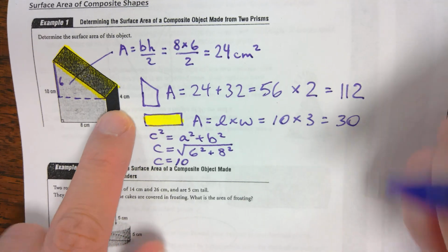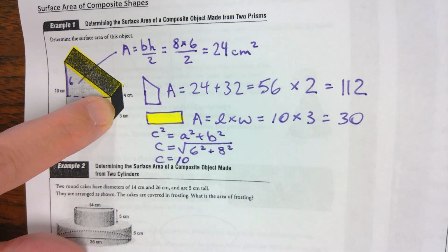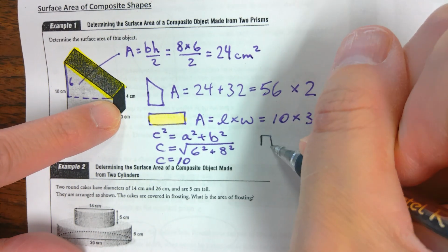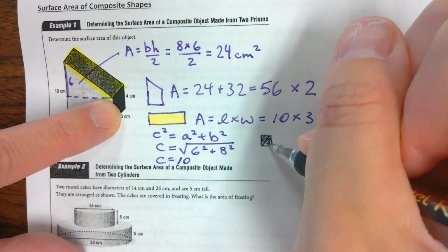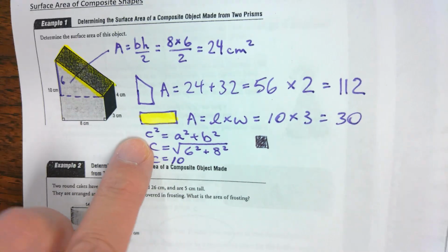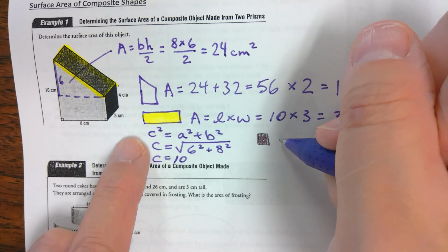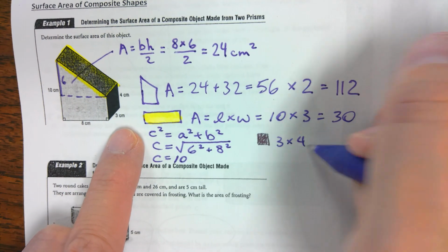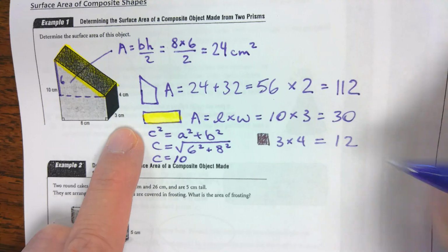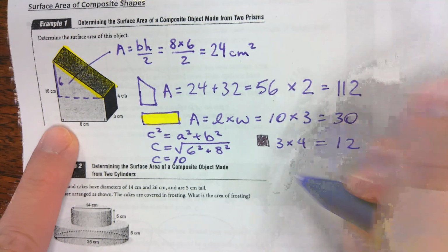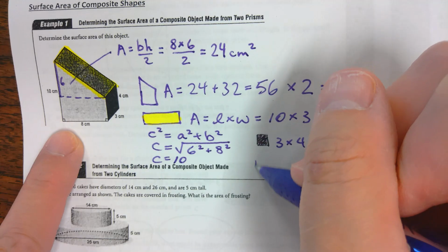Now this part, this black square, I'll try to do different shapes in different colors so that you can see which is which. The black one right here, area equals length times width, so it's simply 3 times 4, which gives us 12. Okay, what about the base? The base, the bottom.